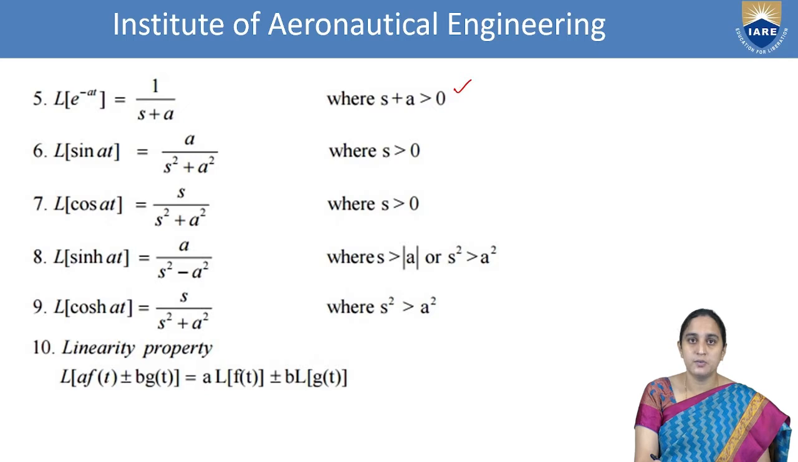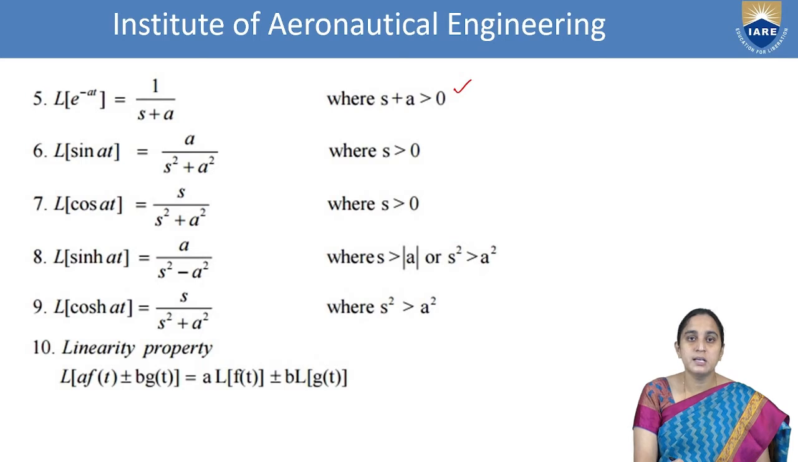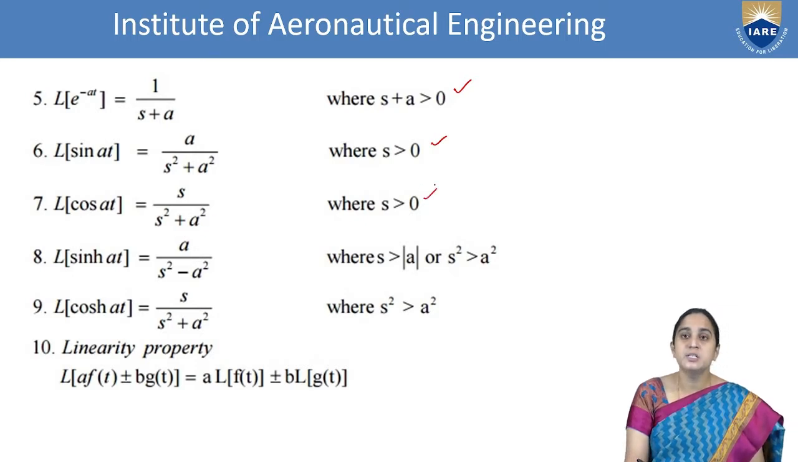And the next formula, Laplace of sine at. Here it is sine and the coefficient of t is a. For that case, the Laplace formula is a by s square plus a square, where s is greater than 0. And another one, Laplace of cos at. Here the cos at formula is s by s square plus a square. The condition here is s is greater than 0.